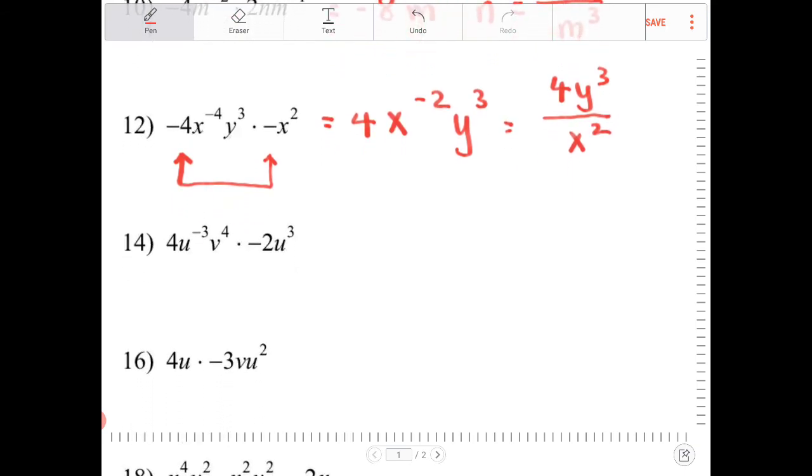Moving on. So 4 and negative 2 makes negative 8. v to the negative 3 and u to the third, that makes u to the 0th, and then v to the 4th. And remember the 0th power rule, right? Anything to the 0th power is 1, so this is equivalent to negative 8 v to the 4th.